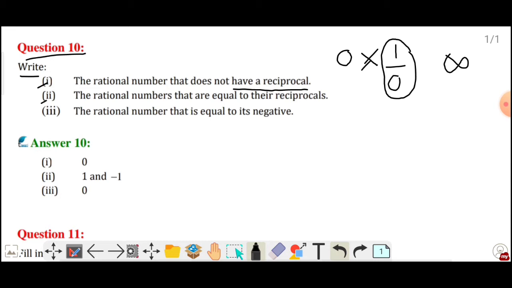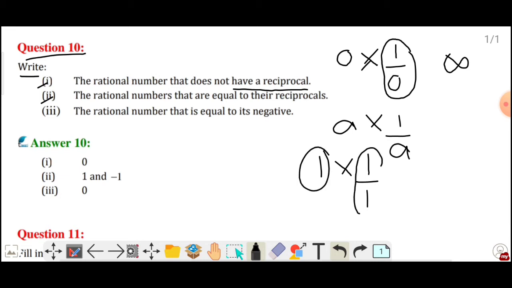Sub question number 2. The rational numbers that are equal to their reciprocal. The number and its reciprocal must be the same. Which number is there like that? That is 1. If you take 1 and multiply with the reciprocal of 1, that is 1 by 1, which means also the same, 1 only. Therefore, the number and the reciprocal number are the same.